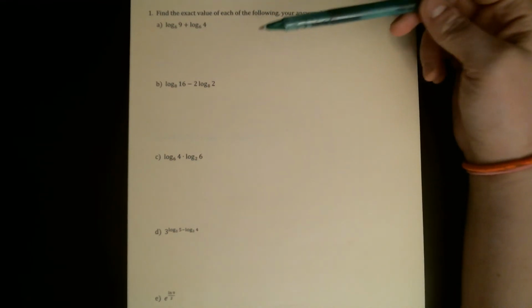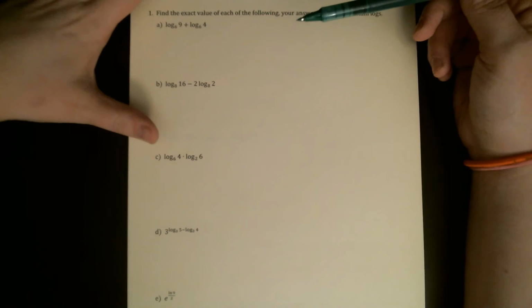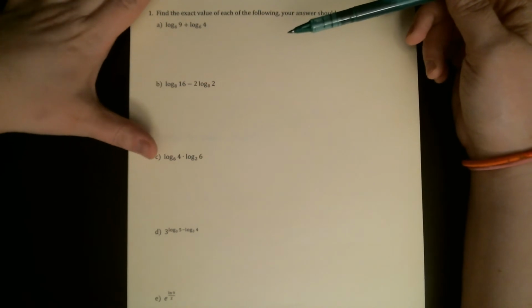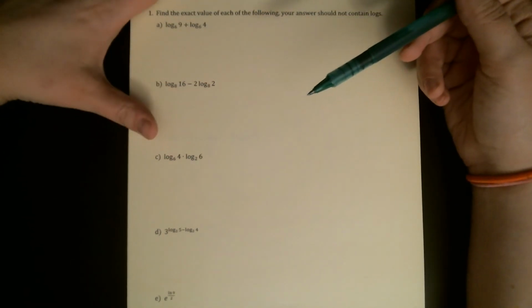Hi everyone, in this video we're going to work through some examples of using the log properties. Here our goal is to find the exact value of each statement, and all of these are set up so that you should be able to get to an answer that does not contain any logs. So you should be able to get to the point where you can actually take the log of whatever it is that's left.